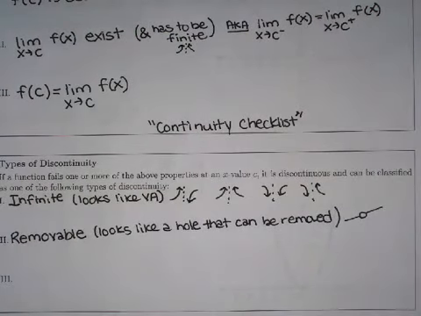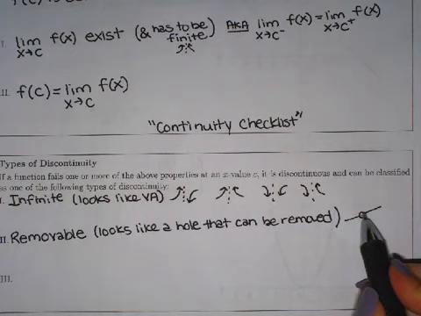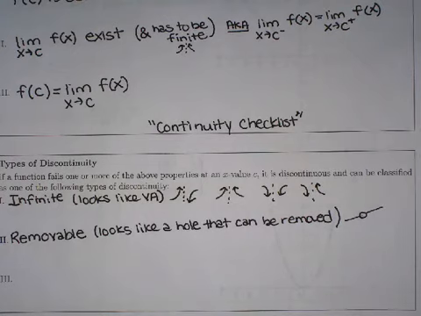So something like this. All I would have to do to make this continuous is color in that one hole, and then I wouldn't even have a discontinuity. So it's easily removable, and that's how it gets its name.